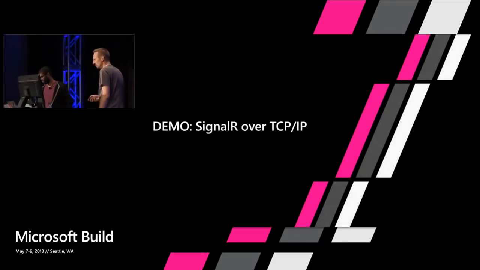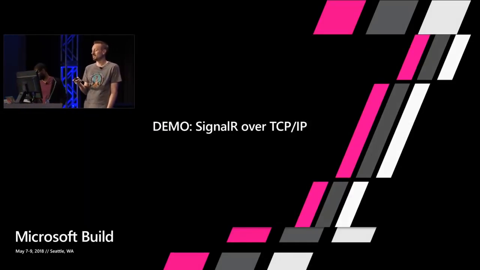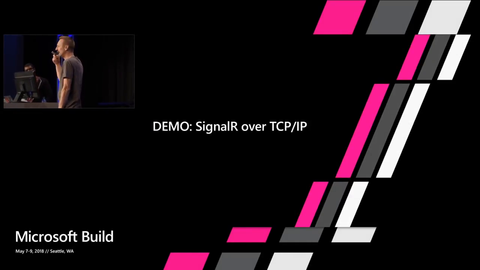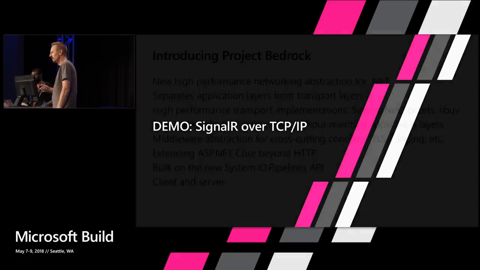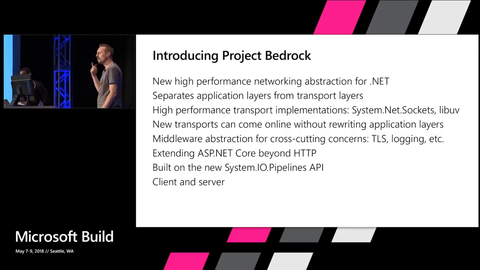Okay. So that is SignalR over TCP. Now, you can't do that today out of the box. You have to steal David's code, my sample. It's a sample in the SignalR repository. So how is this happening?